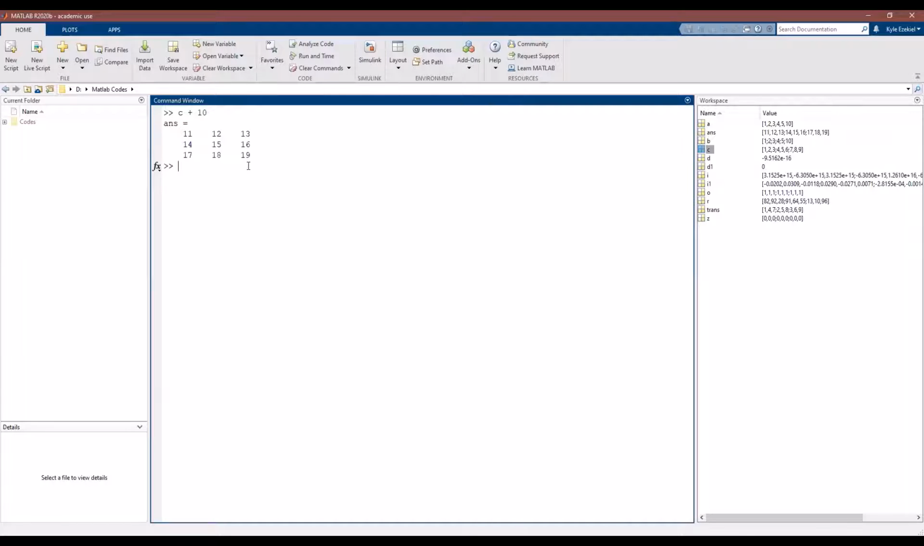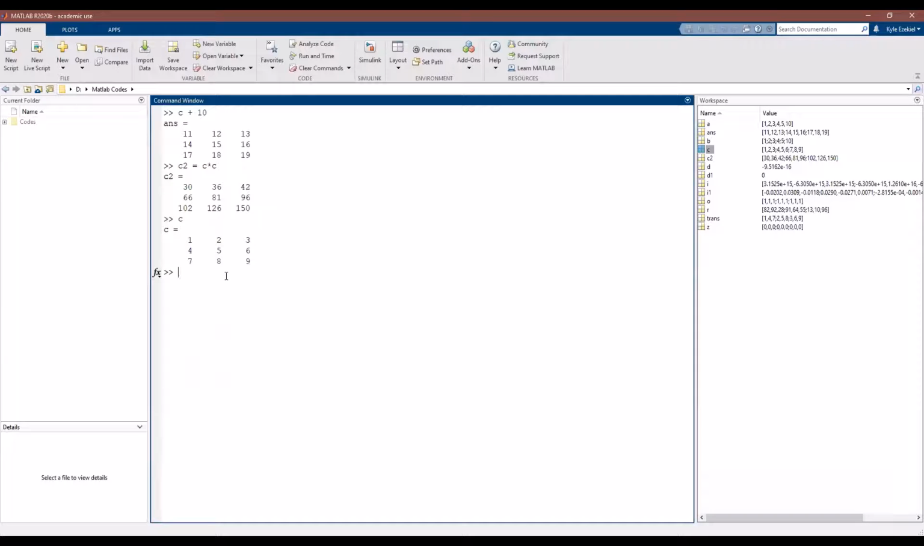So that's C plus 10. What if I try to do this? I'll just use C times C. Can I do matrix multiplication? So from C, if you would look at my C, what happened here is a matrix multiplication.